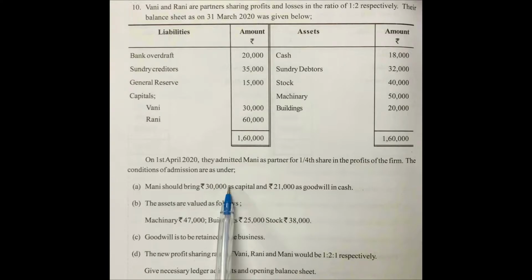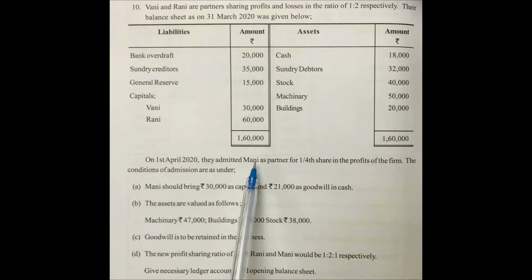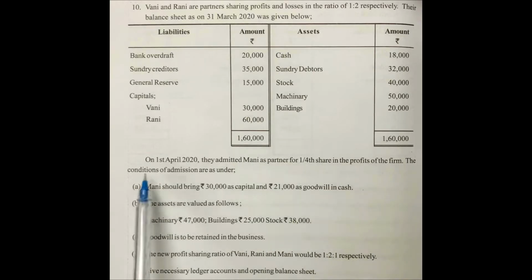Come to the additional information. On 1st April 2020, they admitted Money as a partner for 1/4 share in the profits of the firm. By seeing this word admitted, we should understand that this is an admission related problem. Here, old partners are Vani and Rani. The new partner is Money. The conditions of admission are as under.